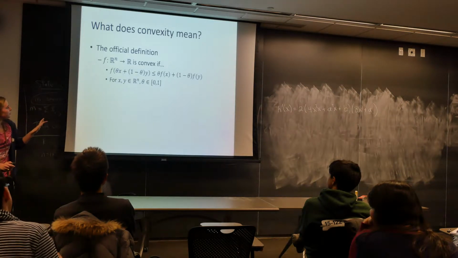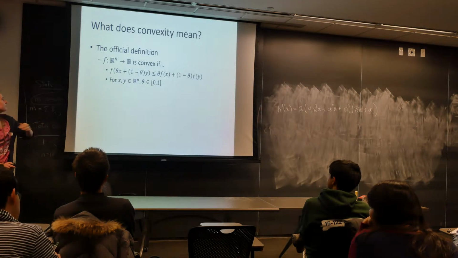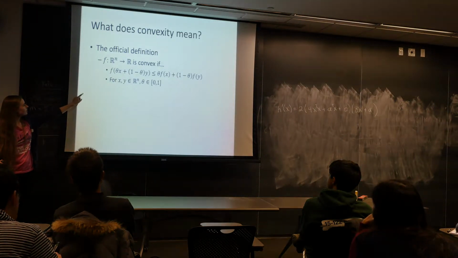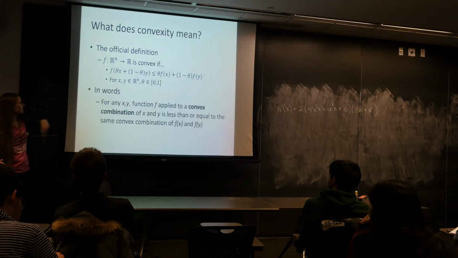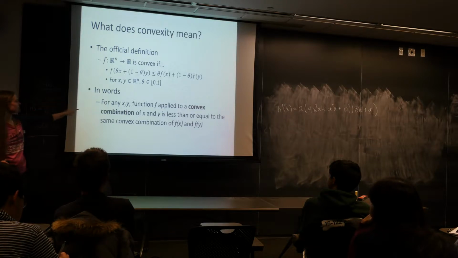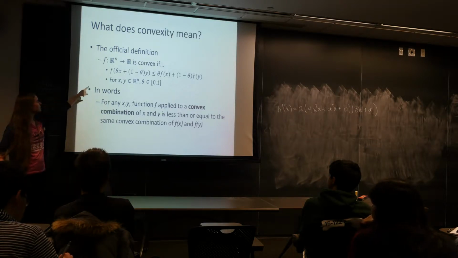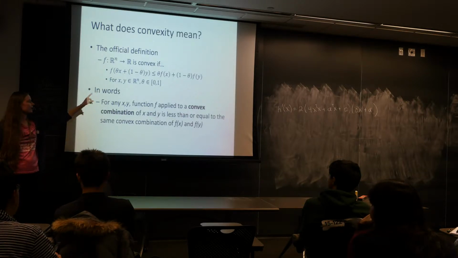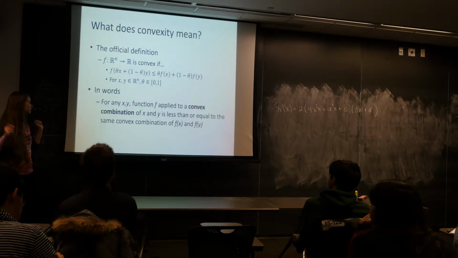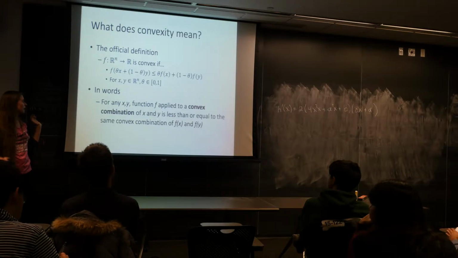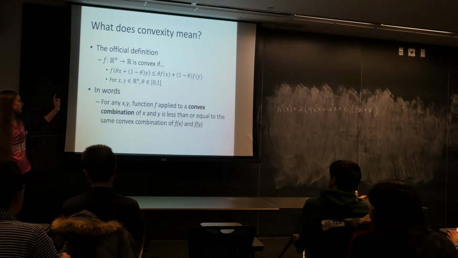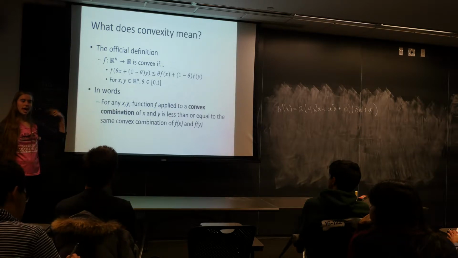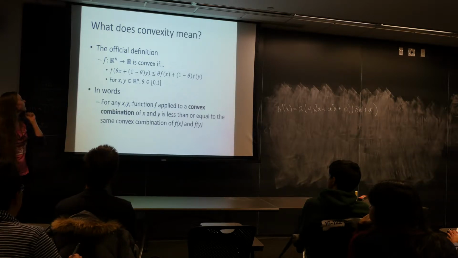So here is the official definition. This function is convex if the function applied to a convex combination of x and y, which is denoted as theta x plus 1 minus theta y, where theta is in the unit interval, between 0 and 1, is less than or equal to the same convex combination applied to f of x and f of y.